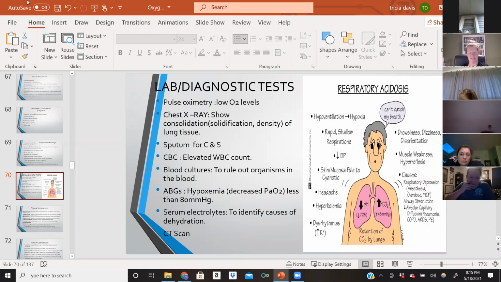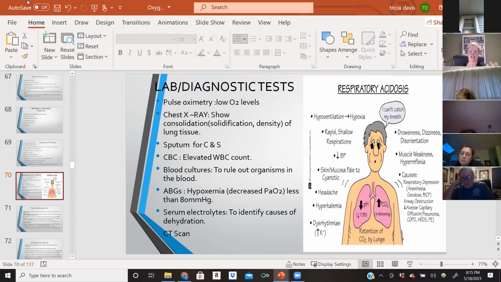If we do a CBC, it could show elevated white blood cell count, which is an indicator of infection. We will send off blood cultures to be able to rule out organisms in the blood and to be able to rule out sepsis. We're going to do those ABGs because these patients are going to have hypoxemia. They're going to have a decreased PaO2.